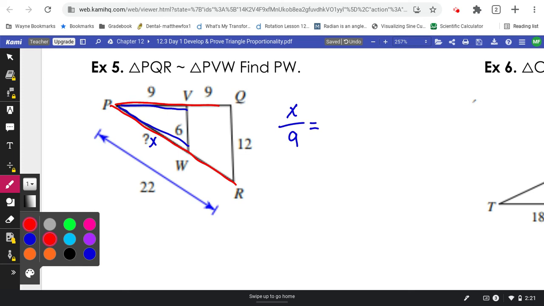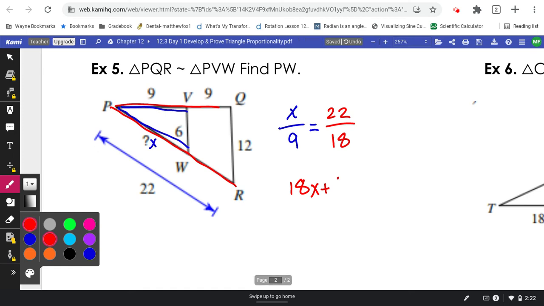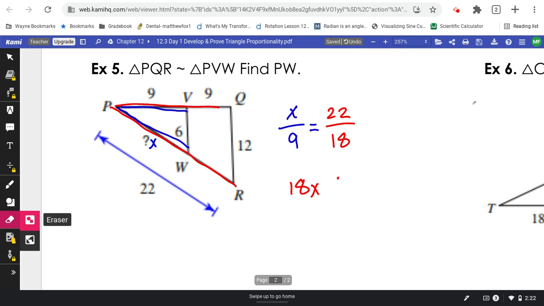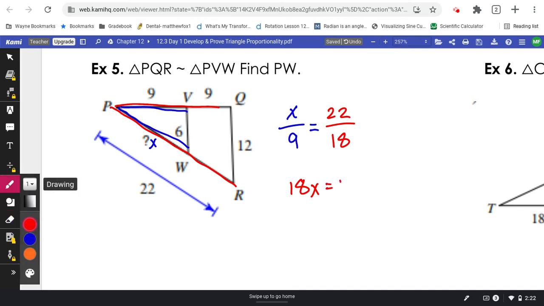So X will have to be equal on top to the 22. 9 plus 9 gives us 18 there. We can cross multiply. 18x equals 9 times 22, which will give us 198. Sorry, not plus 198. 18x equals 198. We'll divide by 18, divide by 18. X equals 11.